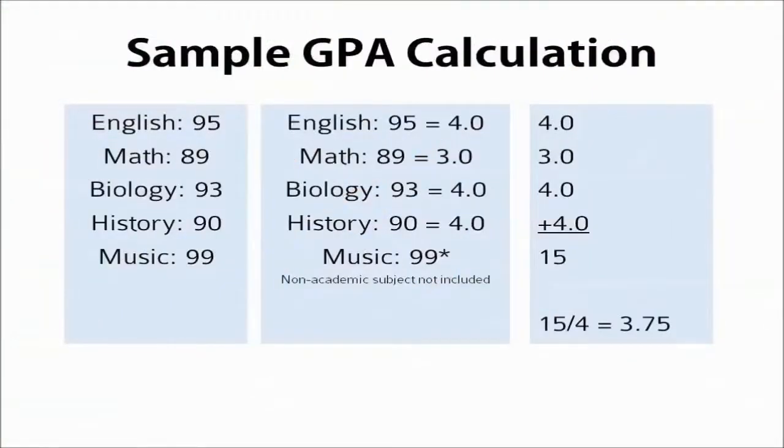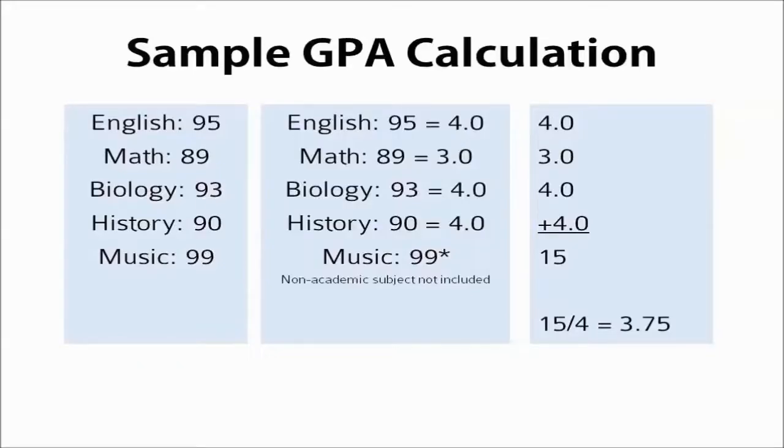Let's work through a sample GPA calculation together. In this example, the student is taking English, math, biology, history, and music. The English is a 95, which using the conversion chart would be a 4.0. Math, the student has an 89. Using our conversion chart, it would be a 3.0. Biology with a 93 would be a 4.0, and history at a 90 would be 4.0.